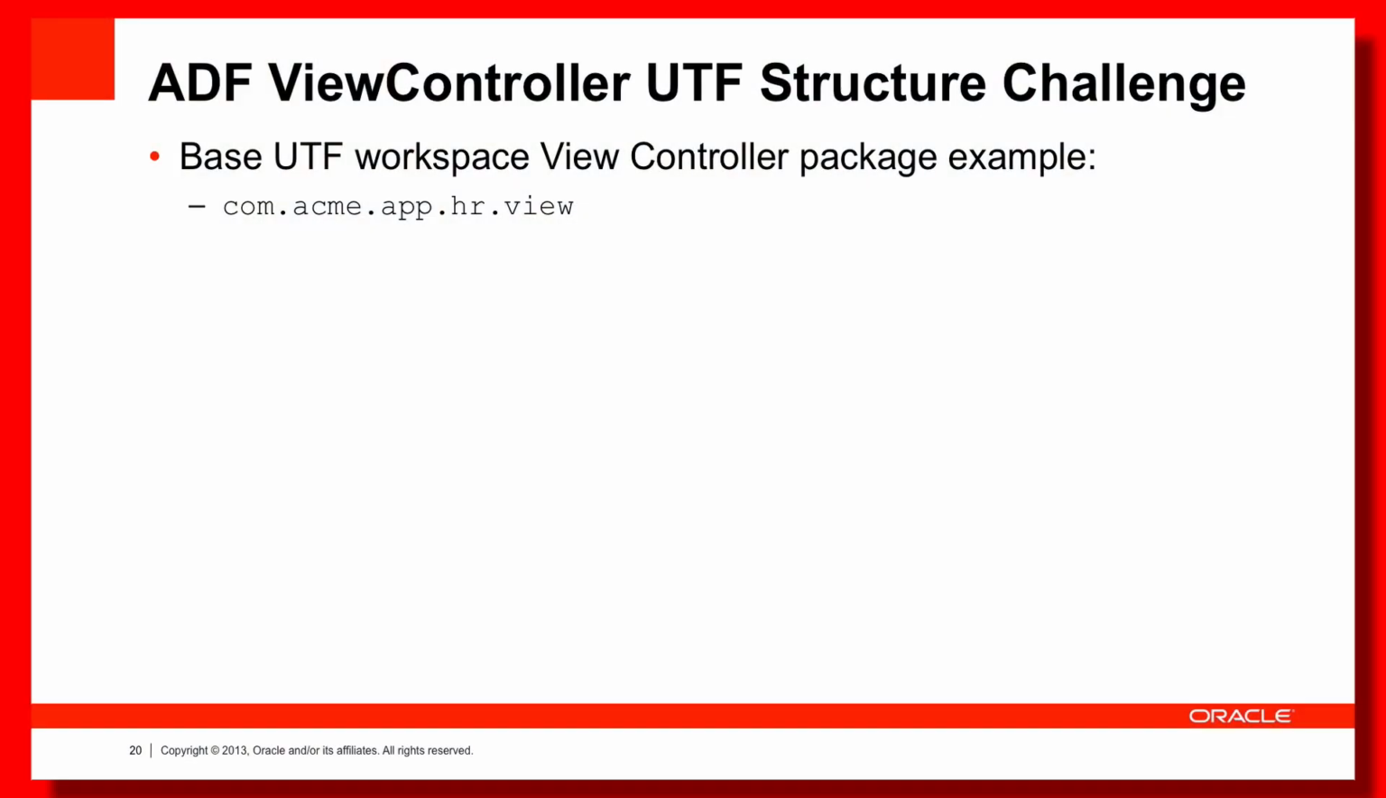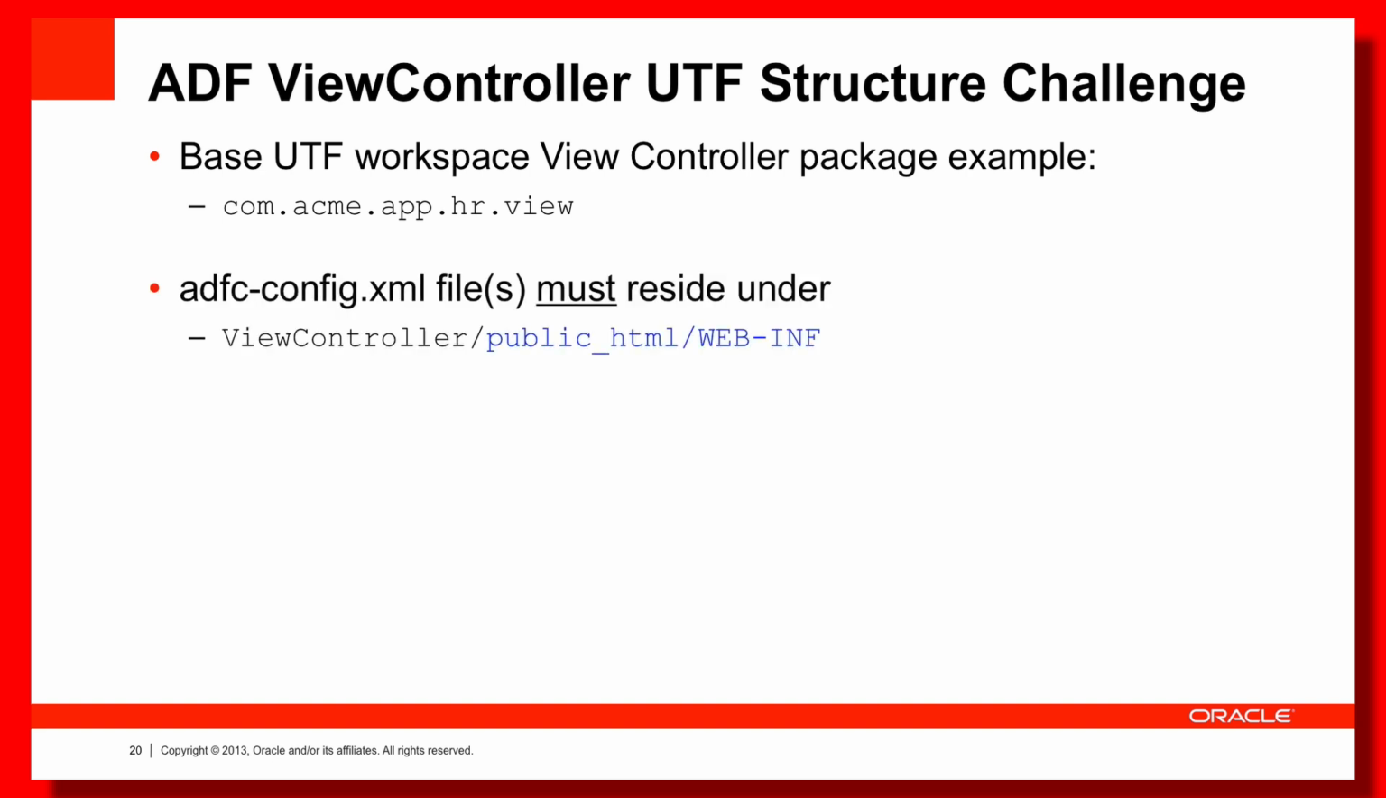Now let's consider the unbounded task flows and some of the challenges we will hit there in laying those out. Now just as a reminder, an example package for the HR application workspace and its ViewController project where the UTF will exist would be com.acme.app.hr.view. Now there is a nuance of the UTF or unbounded task flow file.